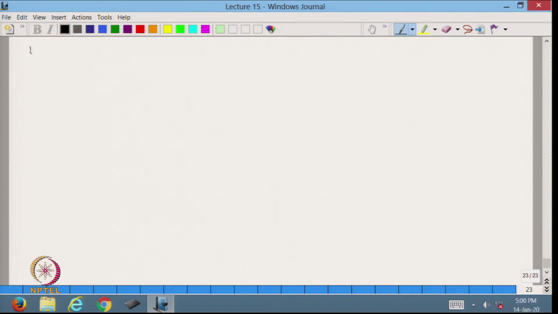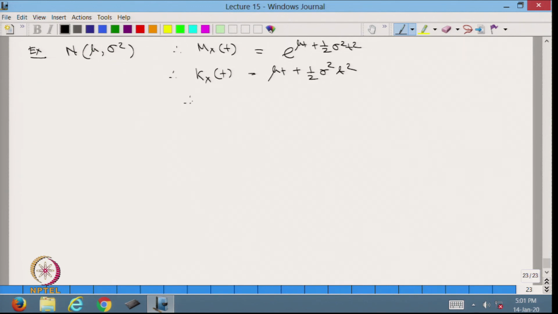So, before I stop, I give you small examples. Normal with mu and sigma square: therefore, M_X(t) is equal to e to the power mu t plus half sigma square t square. Therefore, K_X(t) is equal to mu t plus half sigma square t square. Therefore, k1 is equal to mu, k2 is equal to sigma square, and k_r is equal to 0 for r greater than 2.